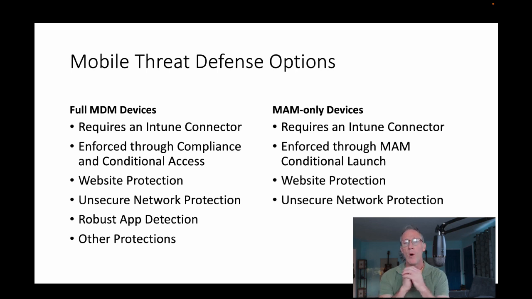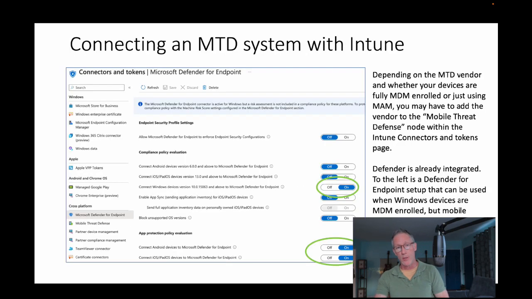MAM only is on the right. Well, I put down requires an Intune connector. It really depends on the product as to how they configure it. A lot of times you don't use any connector. You actually use app configuration policies to tell the mobile device app how to work. All right, so we'll focus on that. It's enforced through MAM conditional launch, website protection, and unsecured network protection. There are not too many other things that you can do with just the MAM channel, because we don't have full visibility or access to anything else on the phone, really just the app. So we're confined in how it can work and what it can work with. But it adds a nice bit of extra protection.